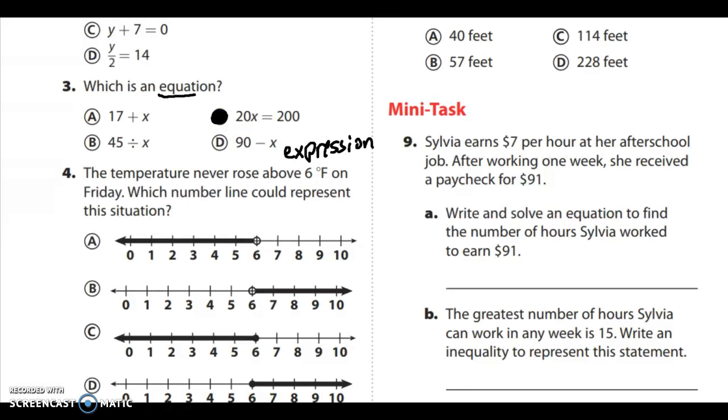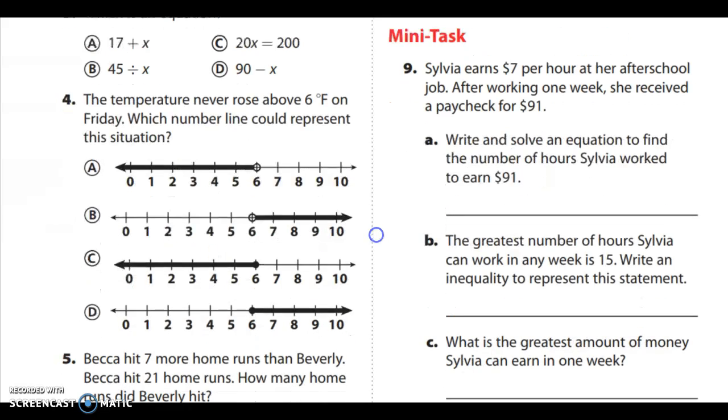Number 4 is going to be a skip. This is an inequality problem, and we didn't learn about inequalities because we skipped lesson 11.4, so we're skipping that, and we are moving on to number 5.